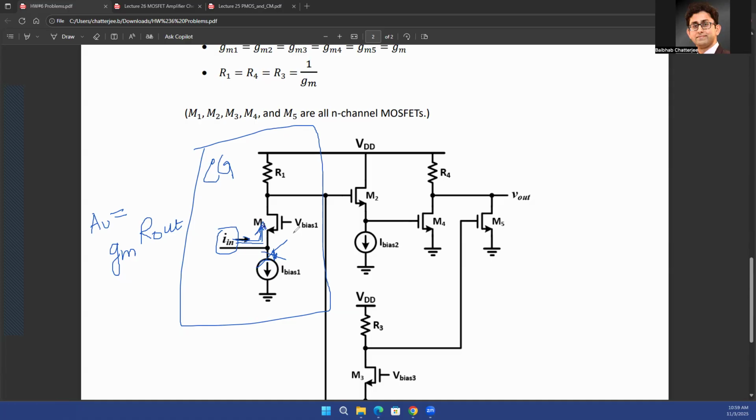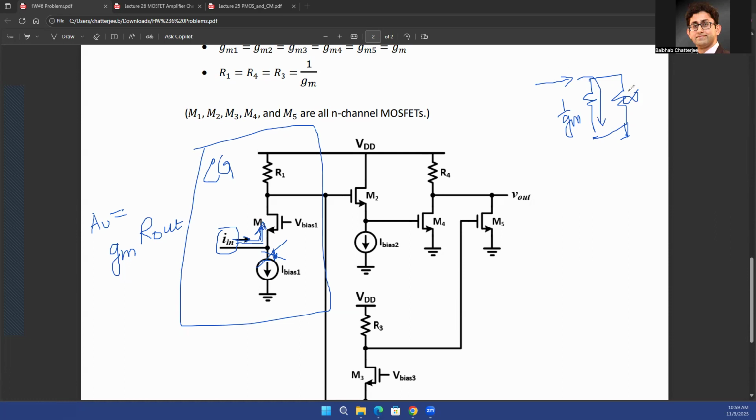Because at the source of the transistor, you see 1 upon GM. If you see 2 resistances, one resistance is 1 upon GM, and then there is another parallel resistance, which is infinite, which path will the current take if you're pushing in a current at this node? The current will always flow through the 1 upon GM resistance. The entire current will flow through the 1 upon GM resistance, and the current will never flow through the infinite resistance.